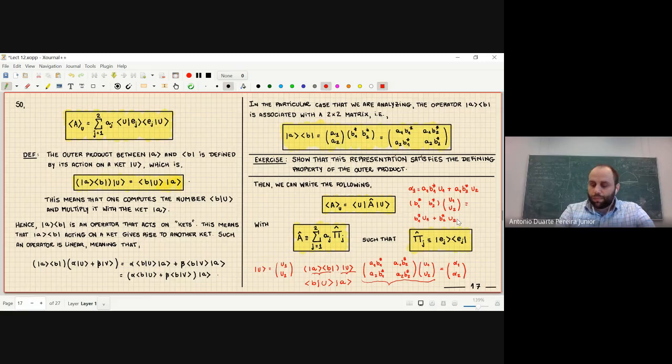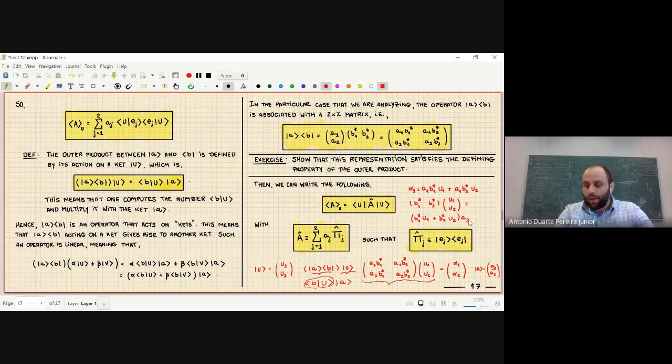And now I say, multiply this number by the ket A. But the ket A is this vector here, and now I just have to multiply this vector by this scalar. Multiplying a vector by a scalar means take the first component of the vector and multiply by this, take the second component of the vector, multiply by this. So if you multiply now the first component A1 by this number, this is the same as just multiplying this by A1.